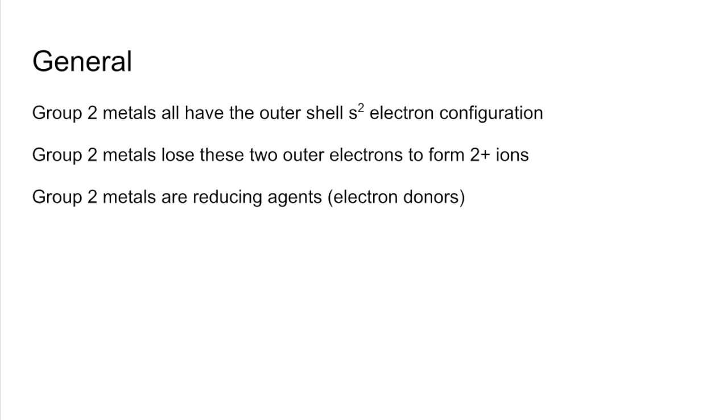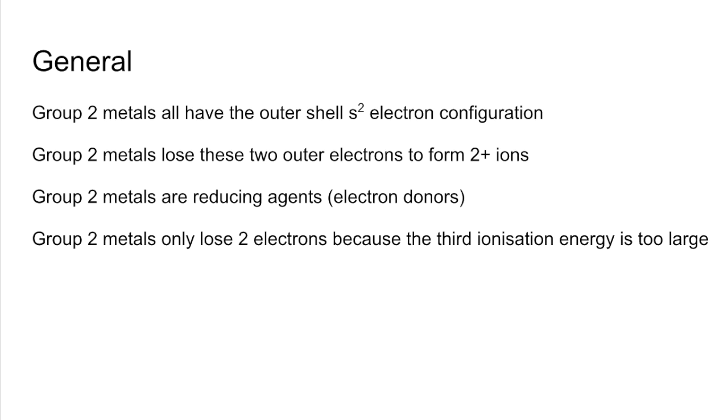So because they lose electrons, they are classed as reducing agents, electron donors. And they only lose 2 electrons because the third ionization energy is too large, because to get the third electron out, you're breaking into a new shell.